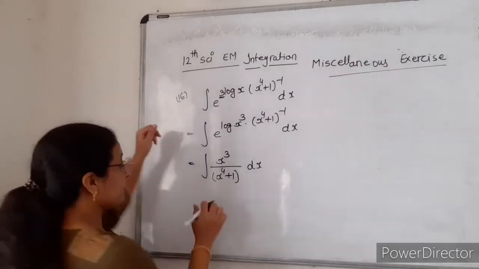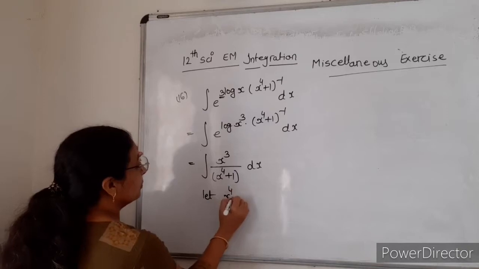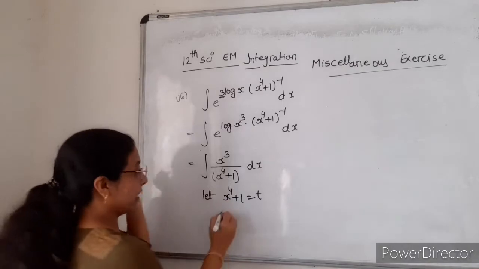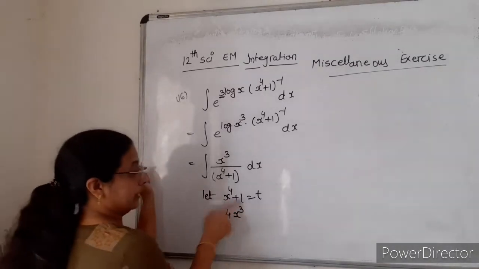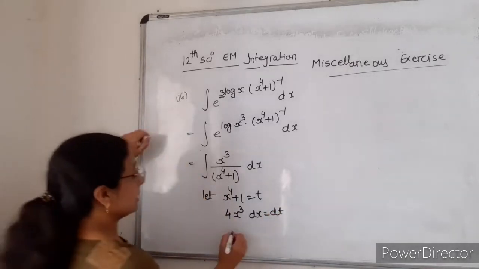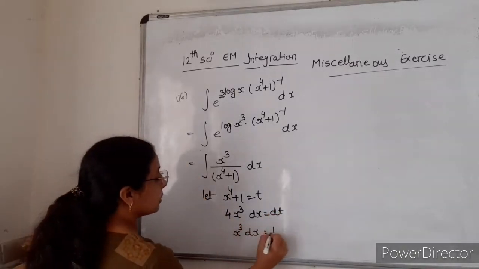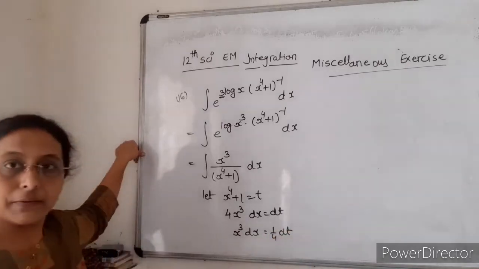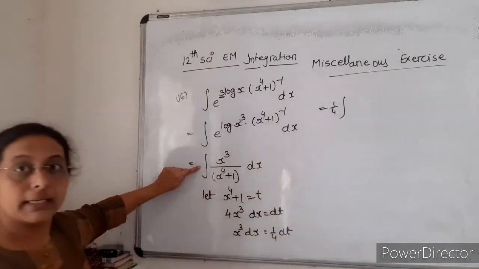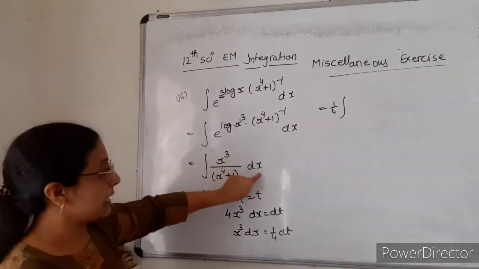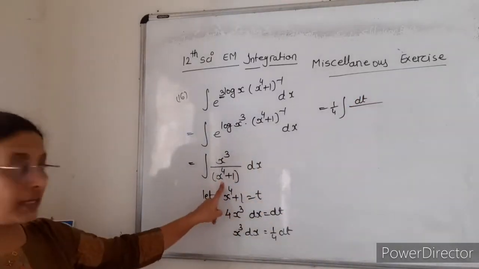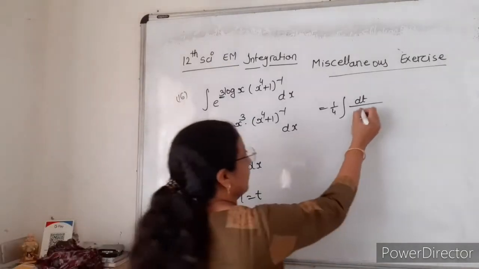If you take x raised to 4 plus 1 equal to t, then what is its derivative? That is 4x cube, and the derivative of 1 is 0, so 4x cube dx is equal to dt. So now x cube dx equals 1 by 4 dt. Here 1 by 4 is a constant, we can take it outside. x cube dx becomes dt, upon x raised to 4 plus 1, which is t.